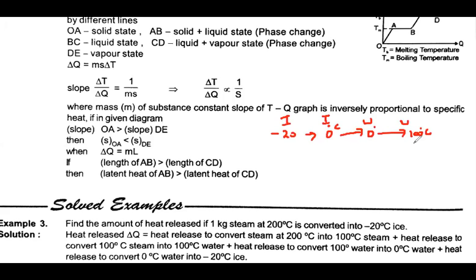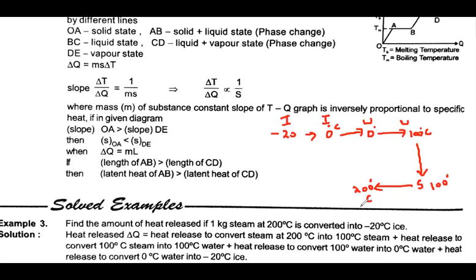Thank you, Shamya. So I was saying, that first ice at minus 20 degrees centigrade will convert to ice at 0 degrees centigrade. Then ice at 0 degrees centigrade will convert to water at 0 degrees centigrade. Then water at 0 degrees centigrade will convert to water at 100 degrees centigrade. Then water at 100 degrees centigrade will convert to steam at 100 degrees centigrade. Then this steam at 100 degrees centigrade will convert to steam at 200 degrees centigrade. Yes or no? Tell me.